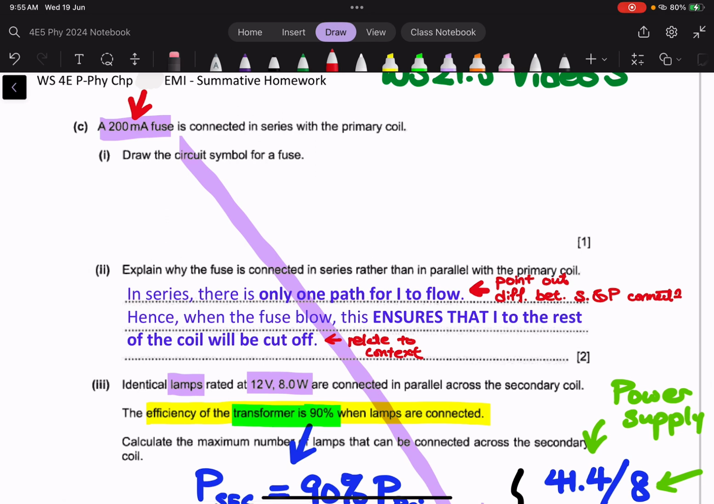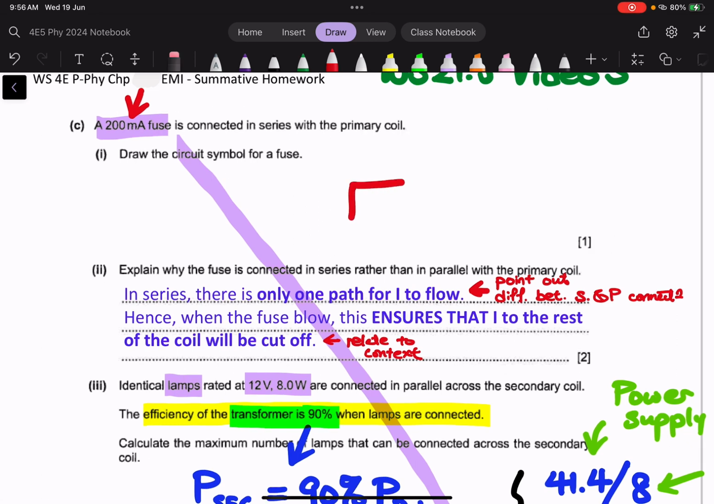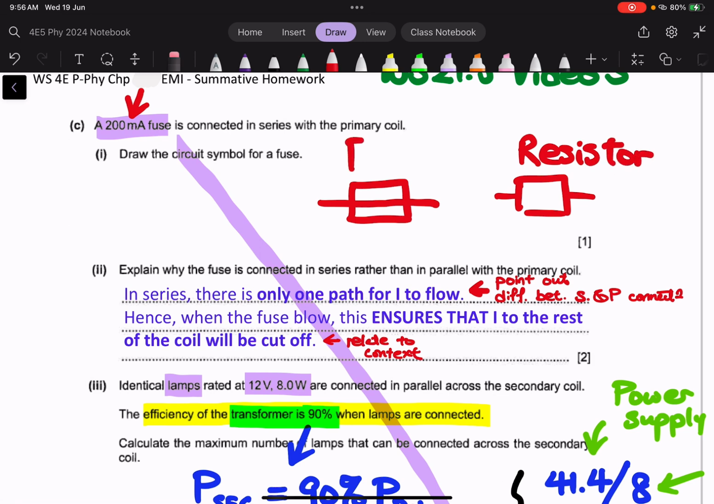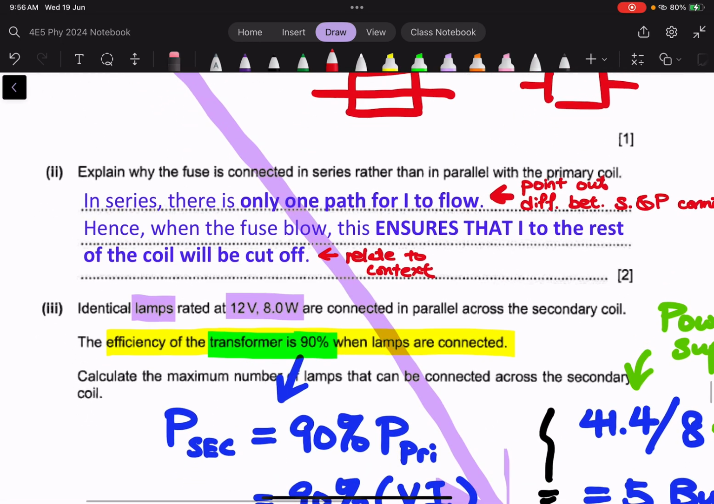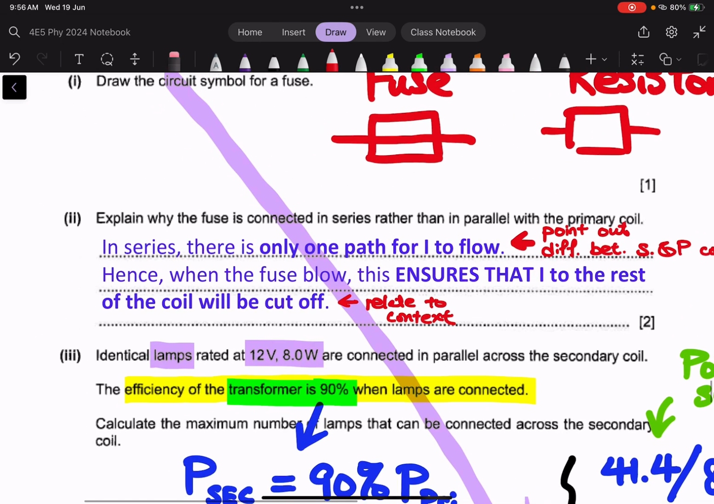part 1 and part 2 basically check on your practical electricity knowledge. So, how to draw a fuse. Remember, this one is a resistor, and this one is your fuse. There are more: your thermistor, your light dependent resistor, your diode. All these you need to know how to draw. Then in part 2 they are asking you a new question.